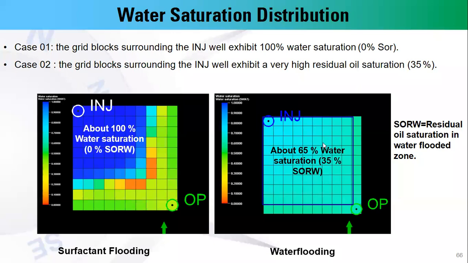In these grid cells we have about 65% water saturation, which means we have about 35% residual oil saturation still in the reservoir that can be recovered.